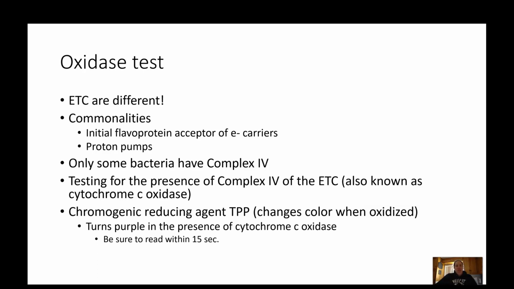So the chemical is called TMPD. It stands for tetramethyl phenylenediamine or so. It's some big, long, fancy word that we don't really care about. Let's just call it TMPD. And it changes color. It goes from clear to this really pretty dark purple color when oxidized. And so if cytochrome C oxidase is present, it's going to turn this nice, pretty purple color. And you need to read it within 15 seconds. Otherwise, you can get some secondary reactions that give you a false positive.